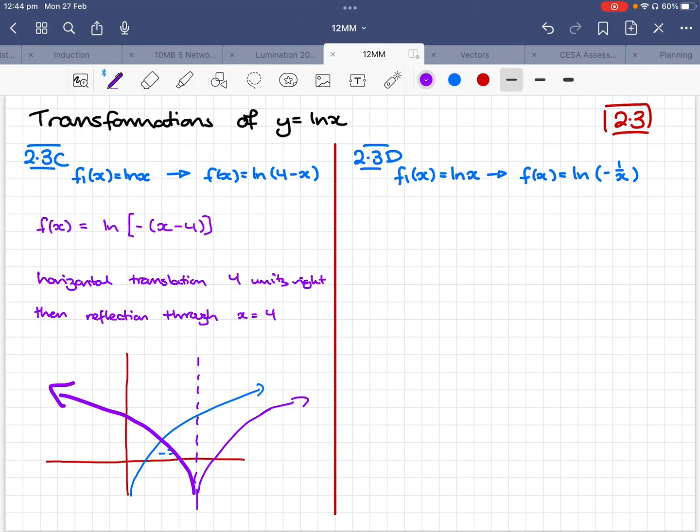The final option that we have here, we've got ln of negative 1 on x. This is looking really weird, so let's tidy it up. That's equal to the ln of negative x to the power of negative 1, which is equal to negative ln of negative x. This is actually just a reflection through both axes. So we've got a reflection through the x-axis and the y-axis.